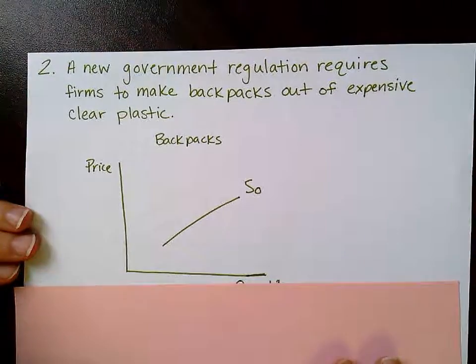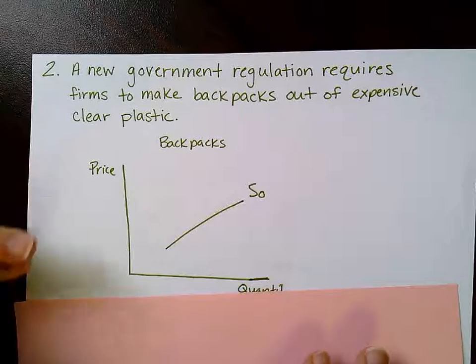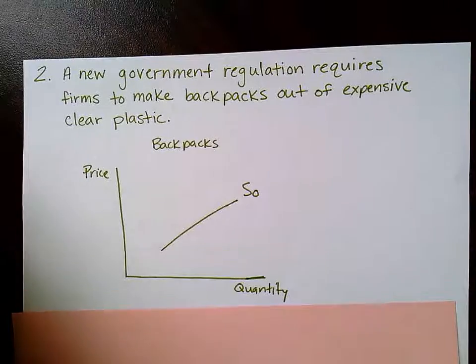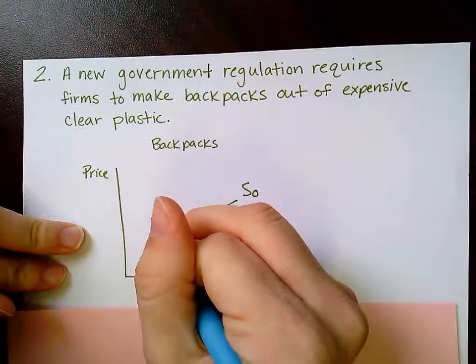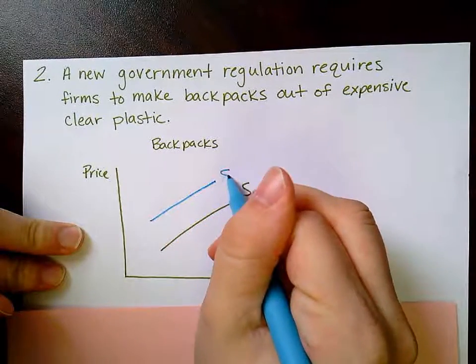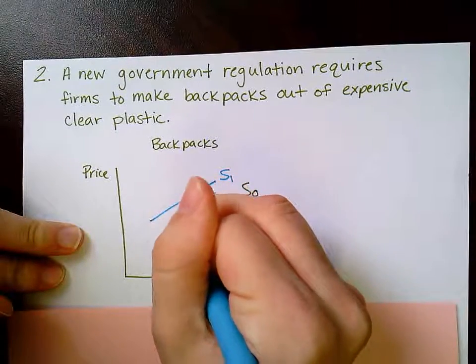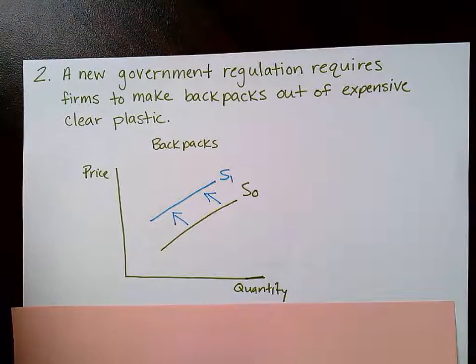A government regulation requires firms to make backpacks out of expensive clear plastic. So, since that plastic is more expensive, you can't make as many backpacks as you used to. So that means your supply decreased. So that means it would cause a shift to the left. So don't forget those arrows once again.